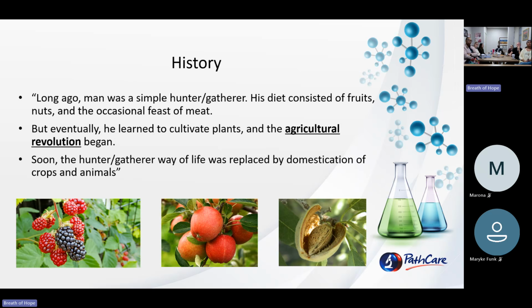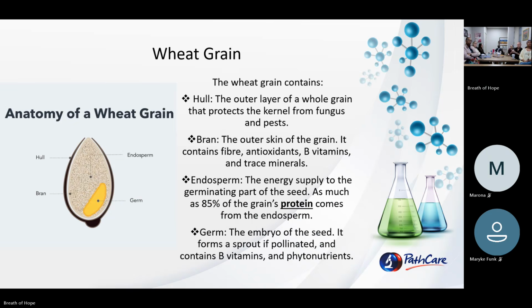Just a little bit of the history of grains. Long ago, man was a simple hunter-gatherer. His diet consisted of fruits, nuts, and the occasional feast of meat. But eventually, he learned to cultivate plants, and the agricultural revolution began. Soon, the hunter-gatherer way of life was replaced by the domestication of crops and animals. The most common of those crops we grow is wheat.